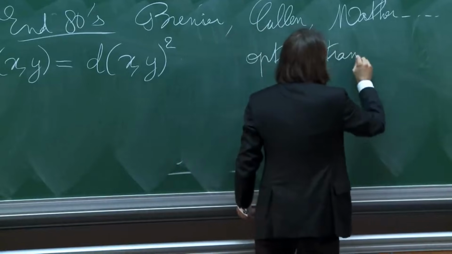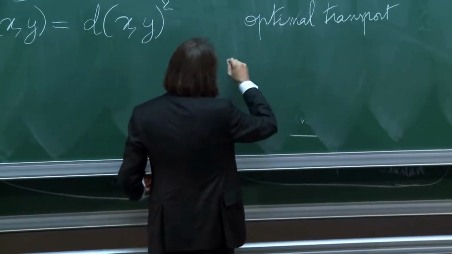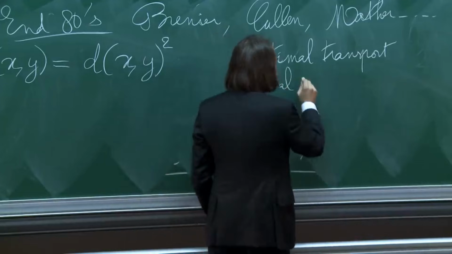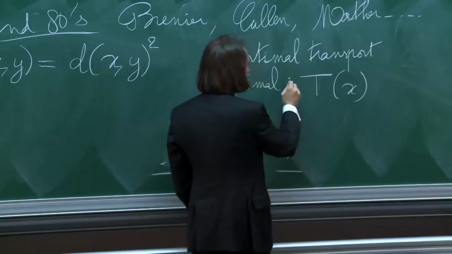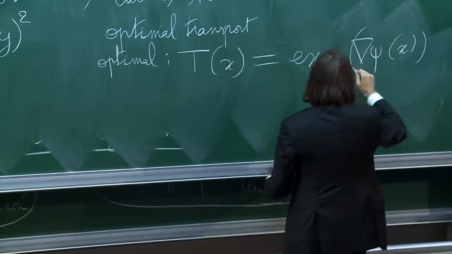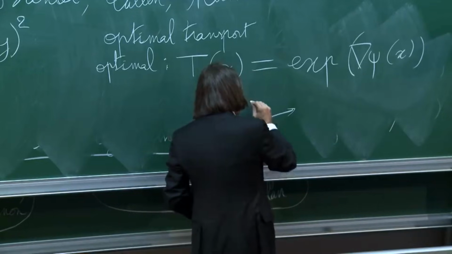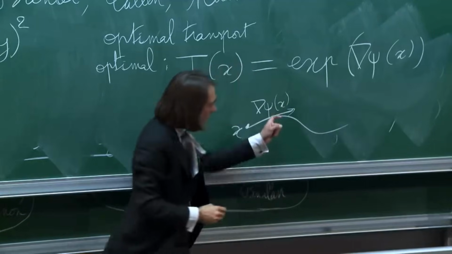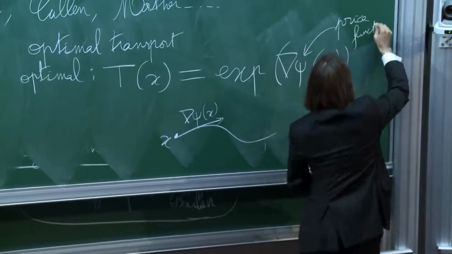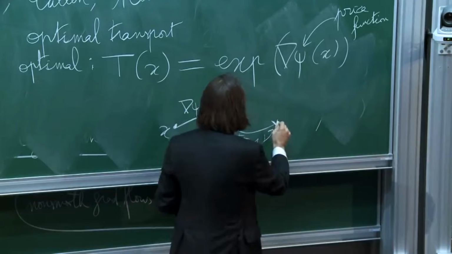Using the theory of Kantorovich, using a bunch of convex analysis, semi-convex analysis, you find that the optimal map has the following shape. T(x), so that's your optimal transport, is equal to exp(grad ψ(x)). This means what? I start from x, I send from x a geodesic with initial velocity grad ψ(x), where ψ is some price function, as in that duality theorem, and I go for time t equals 1, and then I stop. And that's my T(x).